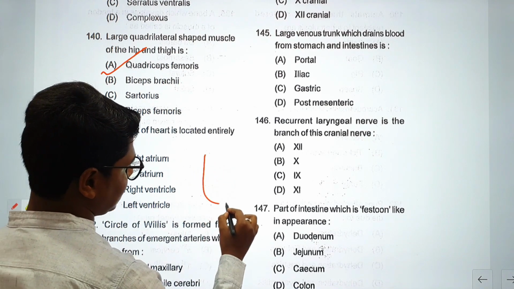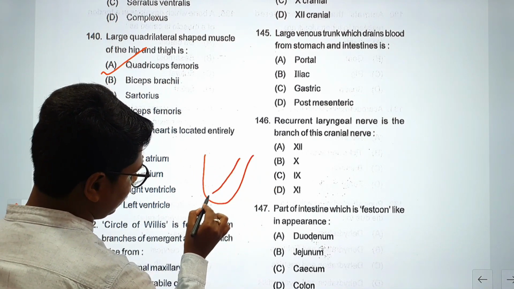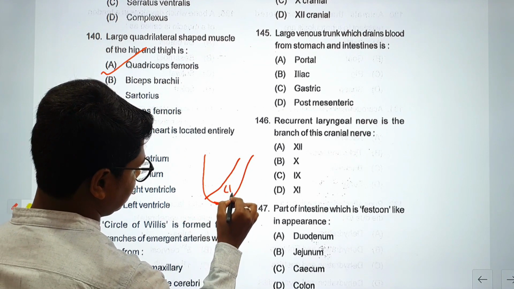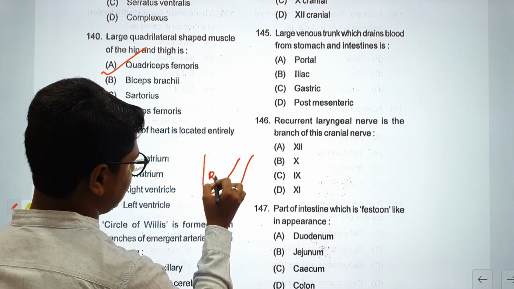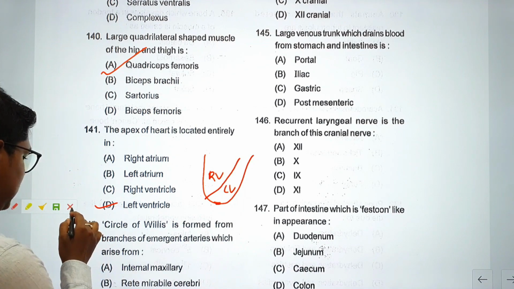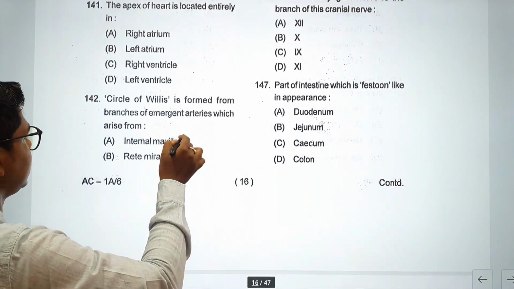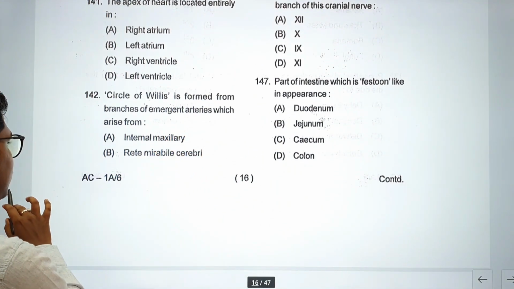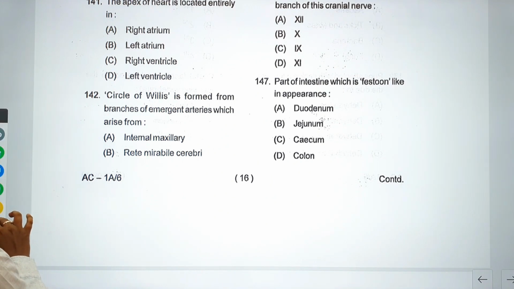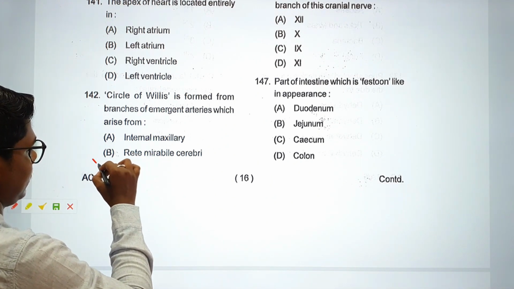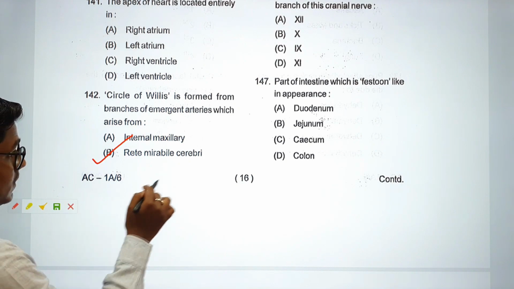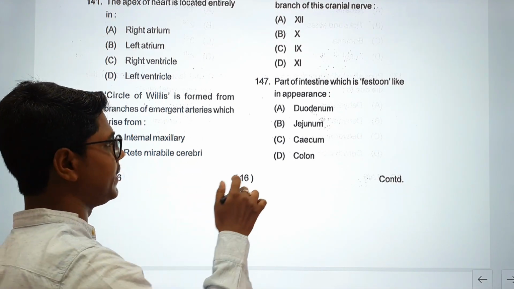The apex of heart is located entirely in left ventricle. Okay, the heart shape is like that, and the septum runs slightly oblique. So the apex will be at the left ventricle. This is right ventricle. Circle of Willis is formed from the branches of the maxillary artery which arises from rete mirabile cerebri. Okay, rete mirabile cerebri. These are basically blood circulations of brain.